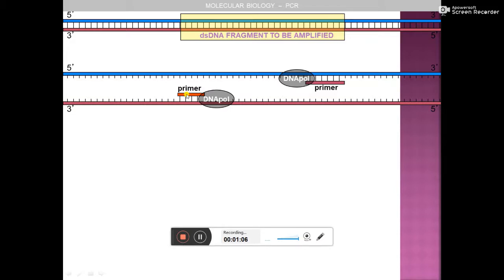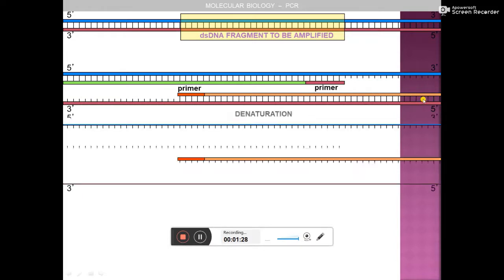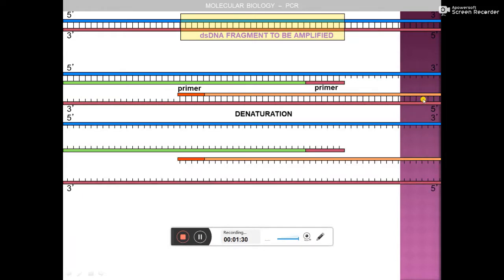And once you add primers, you will also have DNA polymerase in the mixture. So DNA polymerase comes and binds to it, and then the process of DNA synthesis, or extension, will be carried out. Now with the first segment, you can see the extension of the DNA fragment has been carried out. And in the second phase, what happens?